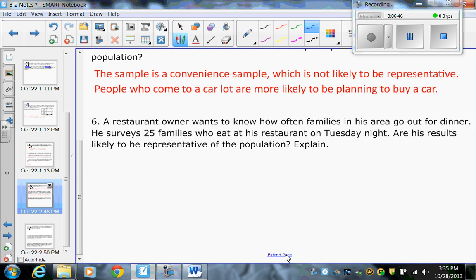Example 6. A restaurant owner wants to know how often families in his area go out for dinner. He surveys 25 families who eat at his restaurant on a Tuesday night. Are his results likely to be representative of the population?